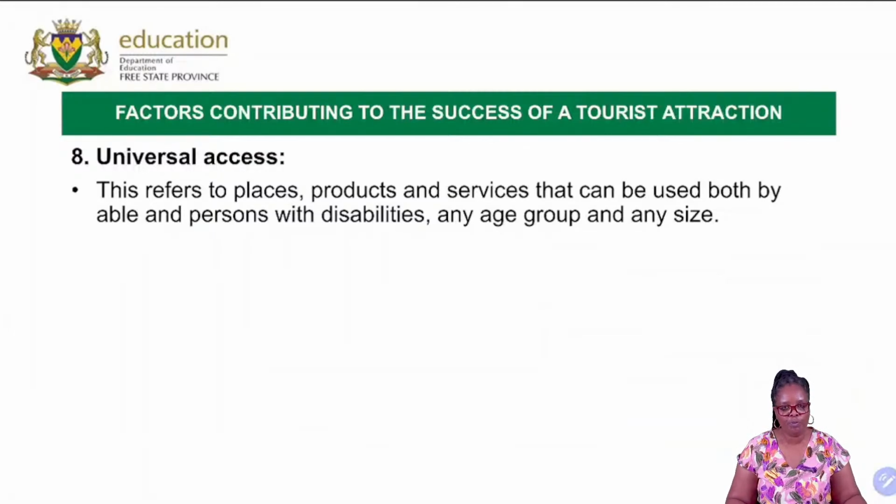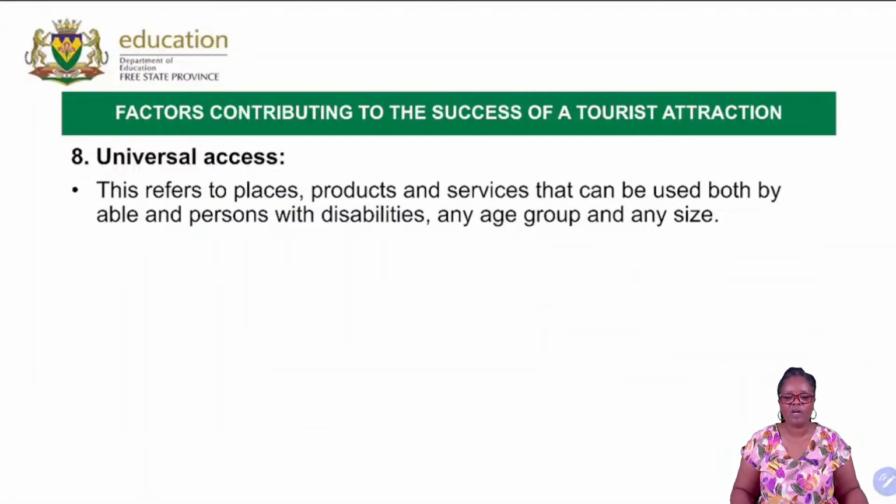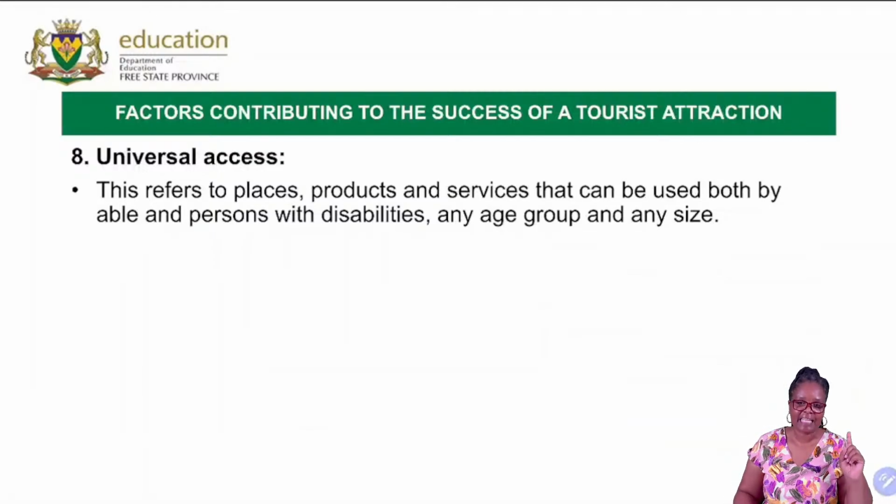Any age group must be able to use the facilities and the services in that attraction. And any size. They have to cater for everything. They have to cater for people with disabilities. They have to cater for all age groups. They have to cater for any size. They don't have to discriminate against any of this. Then we know that if they're doing this, they're a successful tourist attraction.